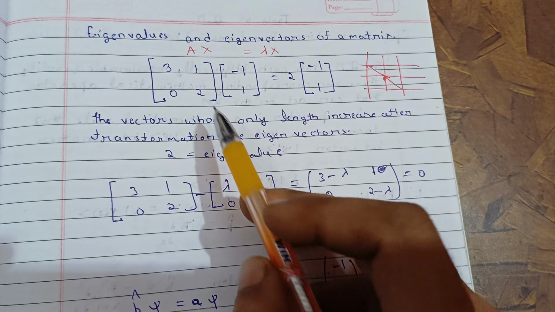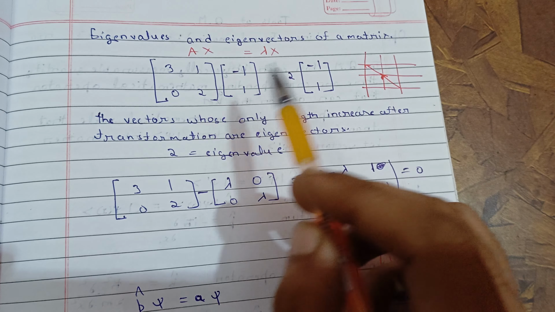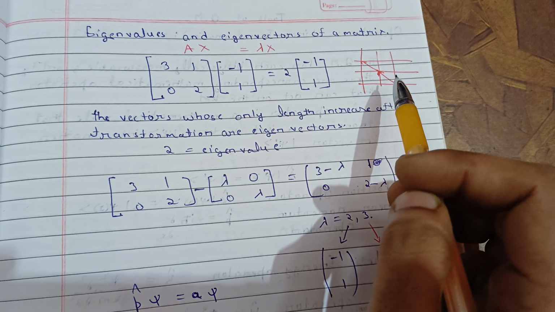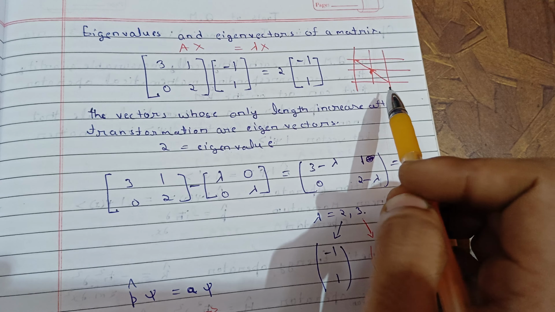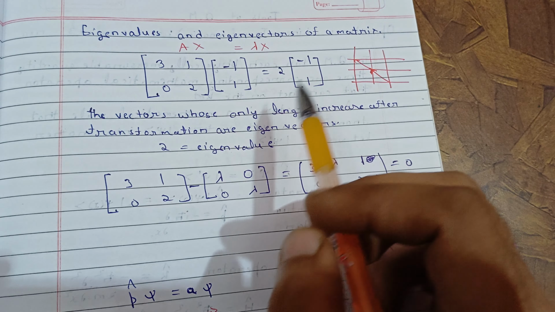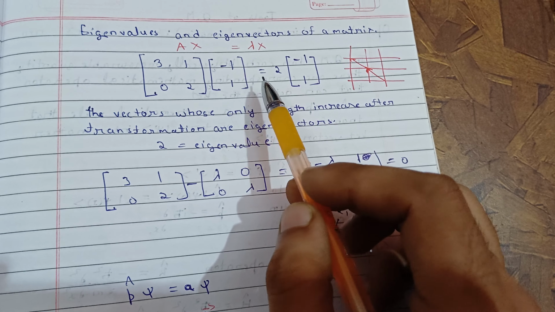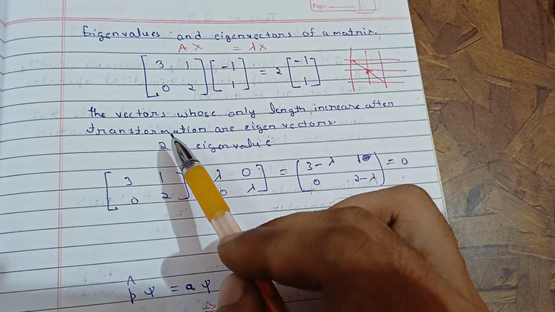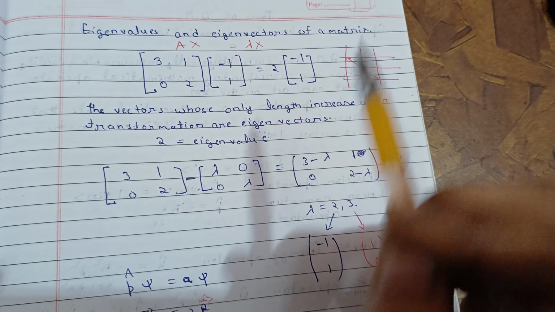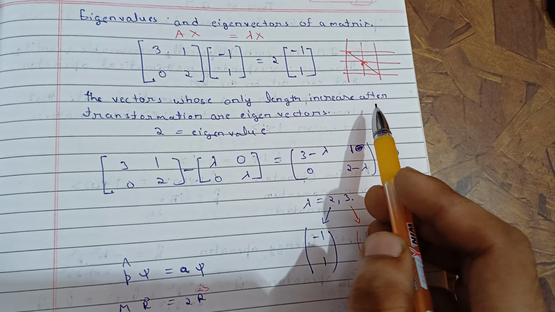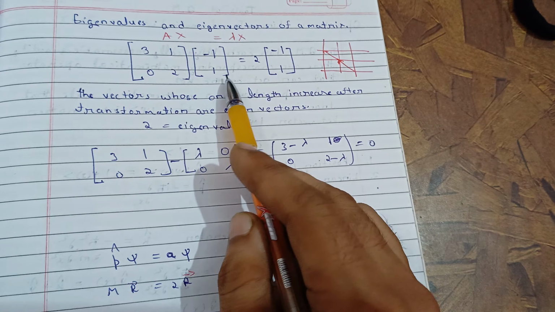For any matrix of order 2 by 2, you will get 2 eigenvectors and 2 eigenvalues. So there will be 2 vectors possible in this space on which, if this matrix operates, it will change only the magnitude, not the direction of the vector. So there are only 2 possible vectors, the eigenvectors for this matrix, which will change only in magnitude when this matrix is applied on them, and the magnitude will change by the eigenvalue. So it will change to 2. The vectors whose only length increases after transformation are eigenvectors. 2 is the eigenvalue, that's why it changed to 2 when this matrix was applied on this.